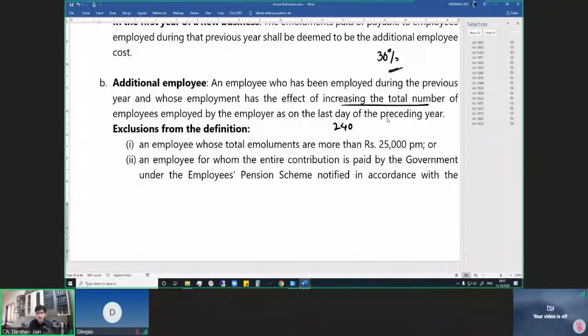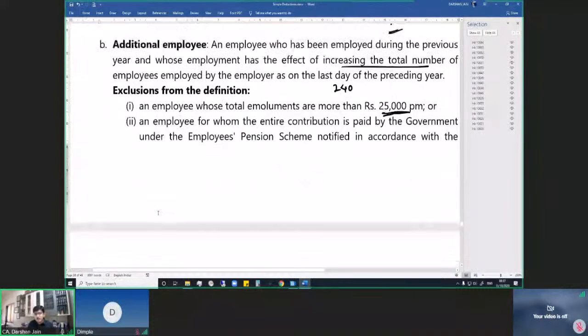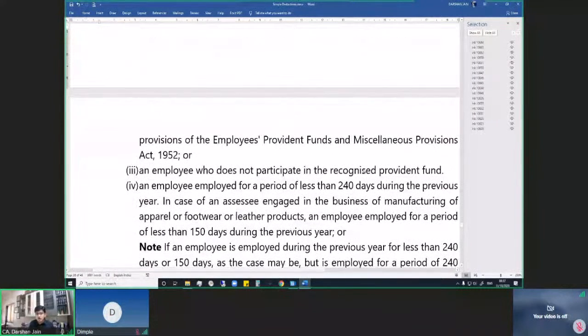would amount to an additional employee. However, what is excluded? Number one, employees whose total emoluments are more than 25,000 rupees per month. So high paid employees are to be excluded. Number two, those who do not participate in a recognized provident fund. So employees who are kept out of the employees' provident fund scheme are to be excluded.